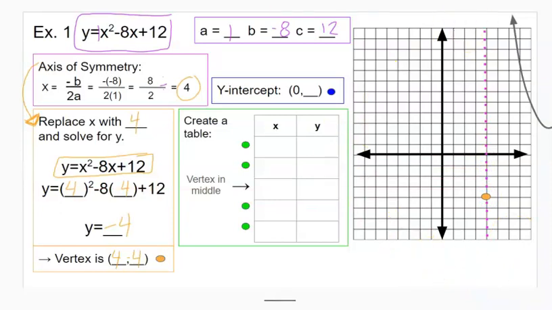Now the next piece of information we will identify is our y-intercept. Remember, the y-intercept is always (0, c). So it's always going to be that c value right there, so it's going to be (0, 12). So I'm going to take this little blue dot and bring it to 12 on my y-axis, which is all the way at the top.